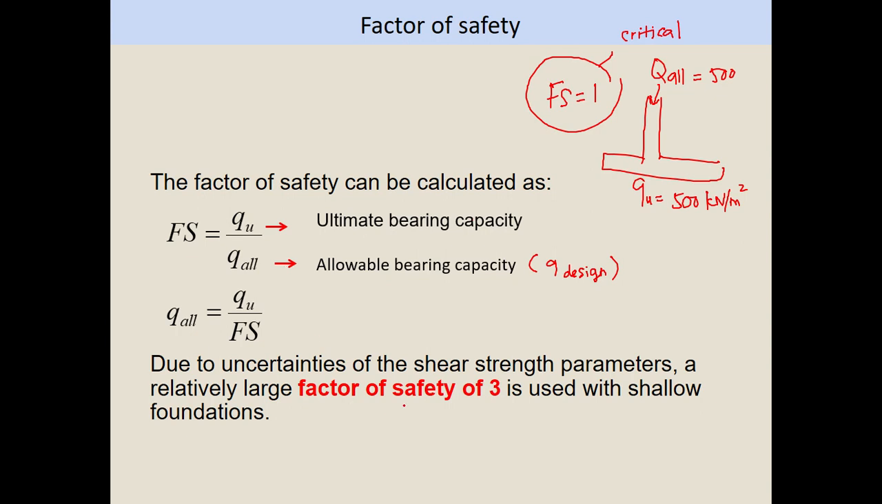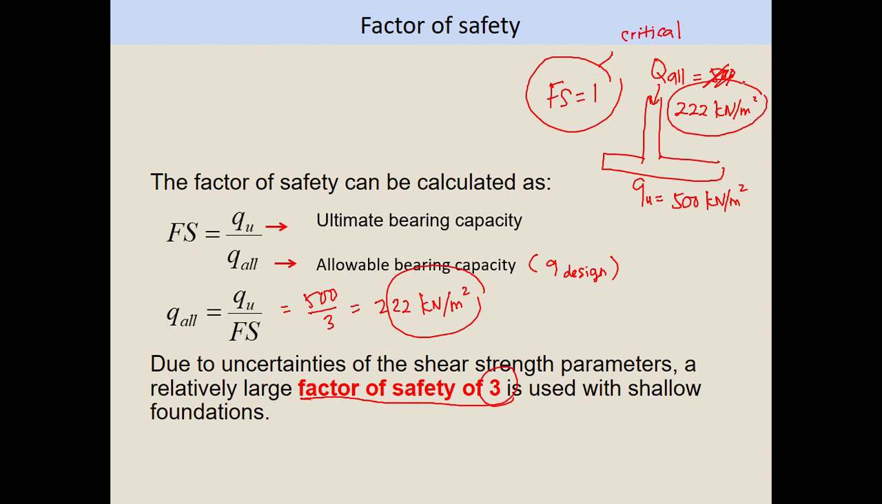So that's why in most designs a factor of safety of 3 is commonly used. If a factor of safety of 3 is applied to this design, q allowable equals 500 divided by 3. So the allowable load from the structure is only about 222 kilonewton per square meter. So you cannot use 500. When you use Fs equal to 3, you have to use only 222 kilonewton per square meter. This is the q allowable. So you have to make sure that the load from the structure is less than or equal to 222 kilonewton per square meter.